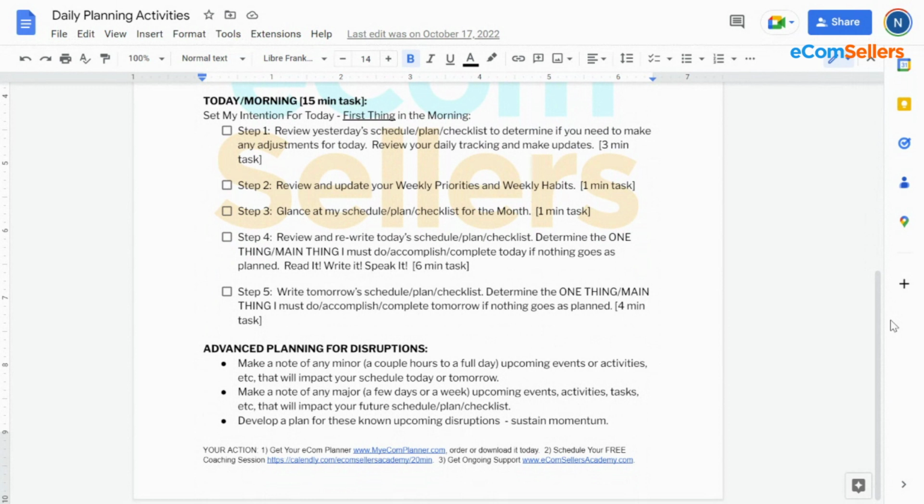And then the very last thing that we're going to do is some advanced planning so that we can plan for our future success. There are going to be things that impact, interrupt, disrupt this routine, these habits that you're working to build. And your goal is to maintain momentum, or to put plans in place so that you can sustain momentum.